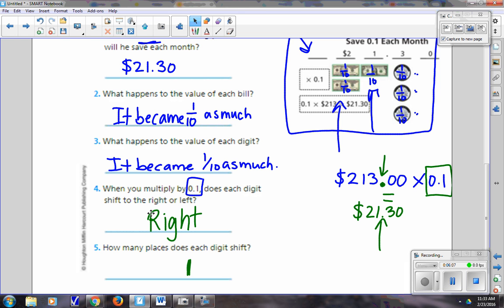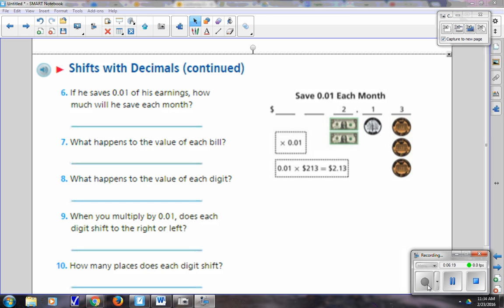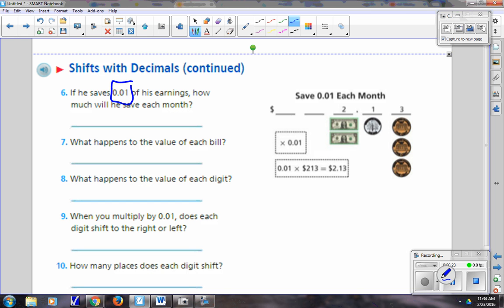So if he took 1 penny out of each one of those $213 every month, how much would he save? Not very much. Let's find out. What if he saves 1/100th of his savings? How much will he save each month? So here's what he earned, $213, right? If he were to take 1/100th of that, how much would it be?